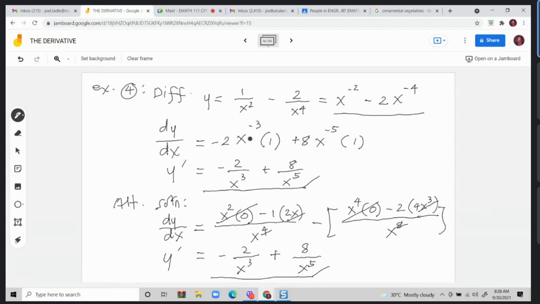Atong gi-bring sa denominator part ang variable of negative 3 exponent and variable of negative 5 exponent. Or, we can use the quotient rule. Di na natin siya hilabtan. Ang 1 over x squared as is lang siya, o ang kanang negative 2 over x to the power 4, as is, niya ato gamiton ang derivative of the quotient. Sa derivative of the quotient, ang atong unahon pag-write ang denominator. Niya atong multiplyan sa derivative sa numerator.